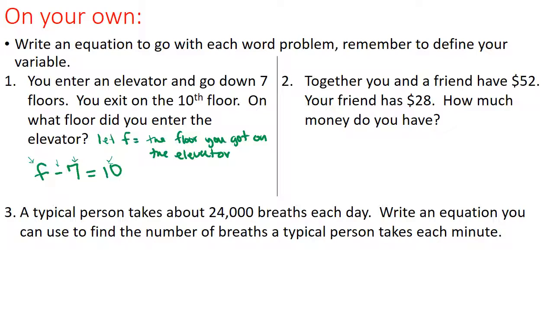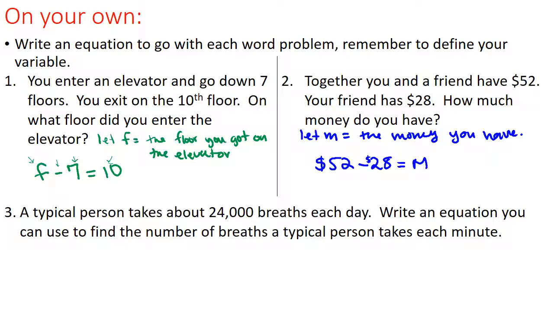Okay, now on this next problem here, together you and a friend have $52, your friend has $28. How much money do you have? So we would let M be equal to the money you have. Now we can say that you and your friend both have $52 together. If you take away the $28 your friend has, all that should be left would be the money that you have, which we have equaling M.